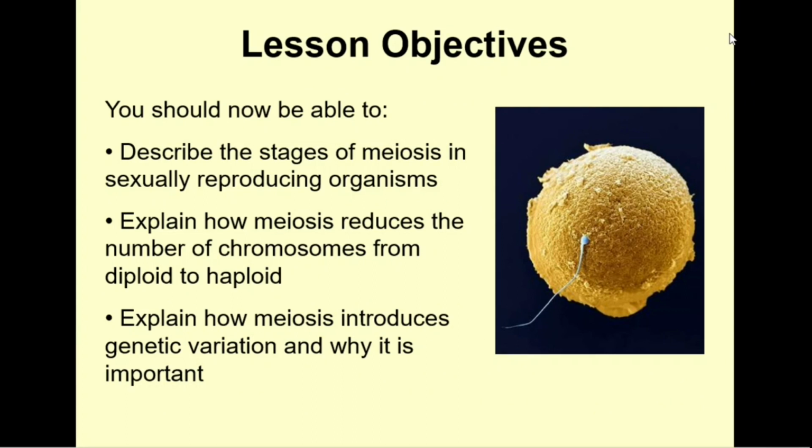Okay, so that brings us to the end of this session then. Hopefully now you would be able to describe the main stages of meiosis in sexually reproducing organisms. You should be able to explain how meiosis reduces the number of chromosomes from diploid to haploid, and not just how, but also why. And then also explain how and why meiosis introduces genetic variation.